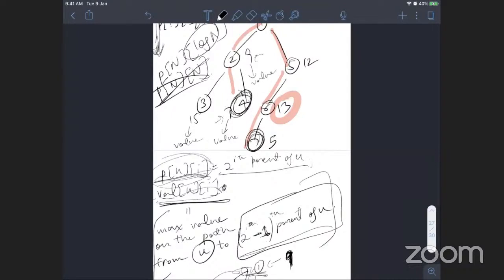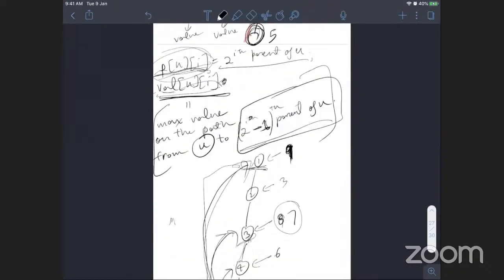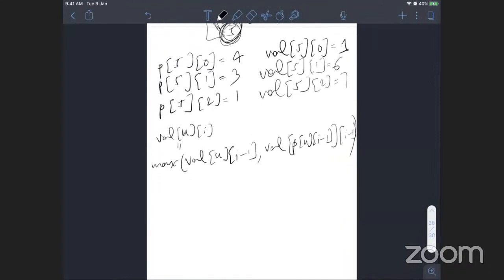Every node will know some information about its path from itself till its first parent, path from itself till its second parent, path from itself till its fourth parent, its eighth parent, its 16th parent, so on. That's what the val array is trying to know. The max value on the path from u till its 2 to the power ith parent, roughly. Right? And the recurrence looks like this, which is slightly tricky to understand, but the idea is this.